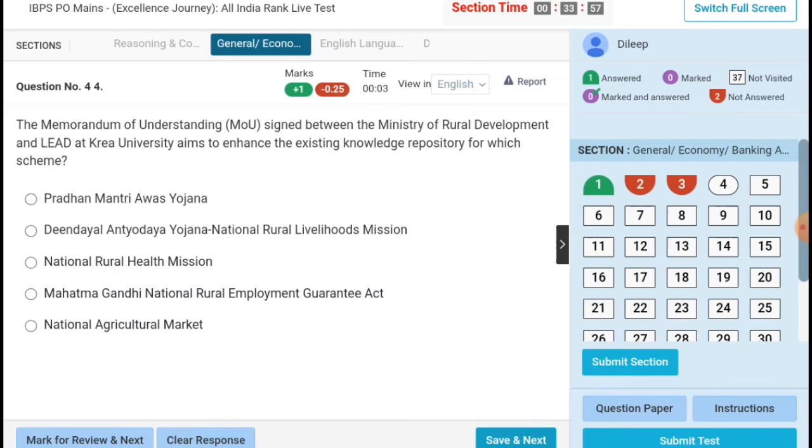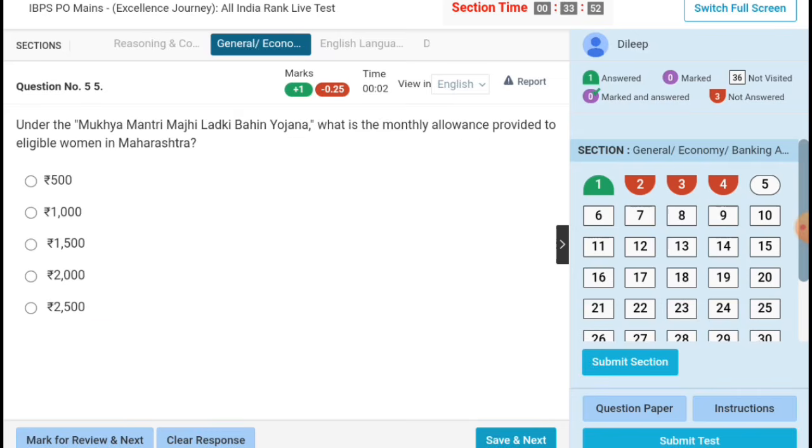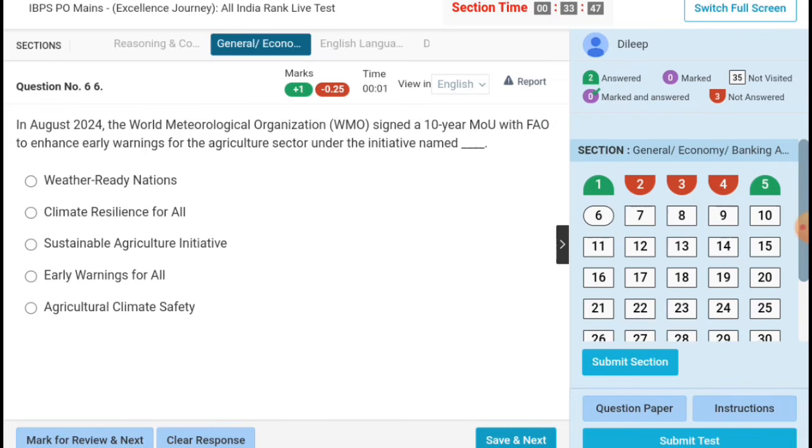Minister of Rural and Lead... $1,500. Agriculture or early warnings for all. The World Meteorological Organization signed a 10-year MOU with FAO to enhance early warnings for the agriculture sector, another initiative named... I think early warnings for all.